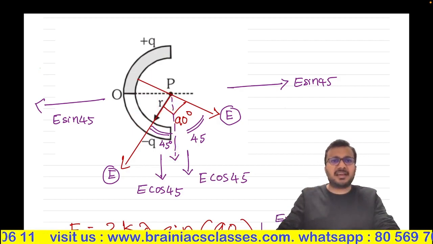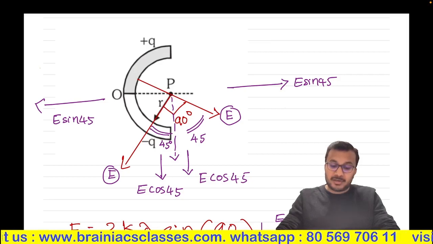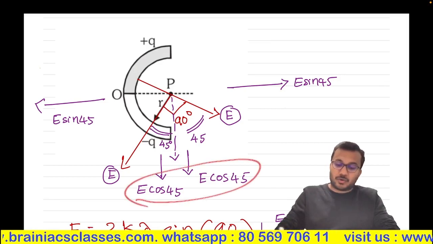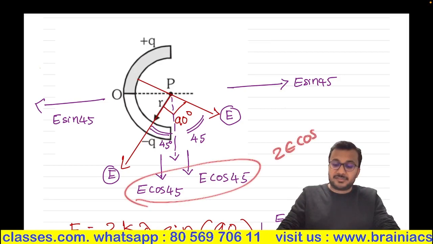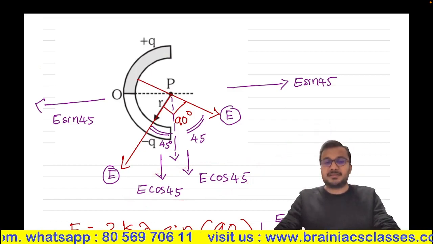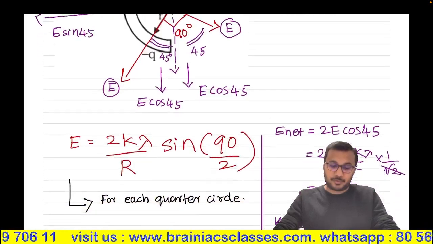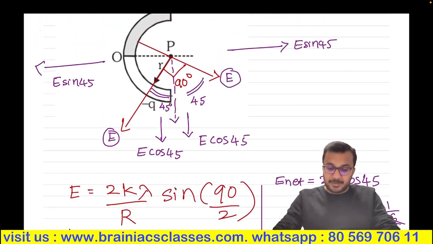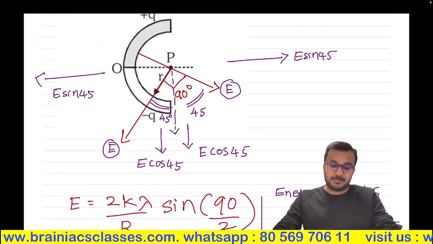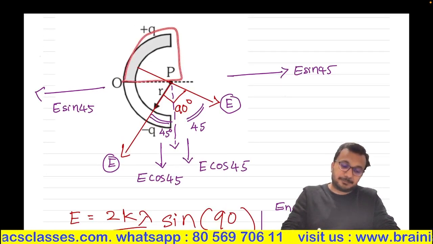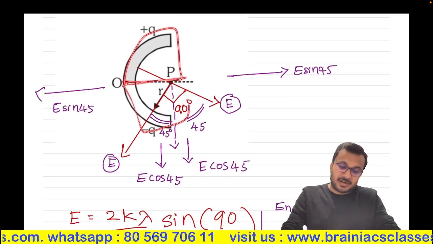It is moving in the negative y direction. So total electric field is 2E cos 45. This is actually what we need to find out. Now we know the formula 2k lambda divided by r into sine theta by 2. So first we will take one half, then we'll take the next half.